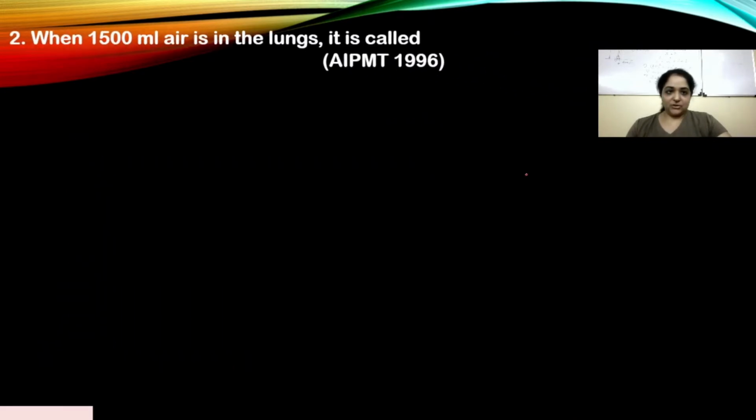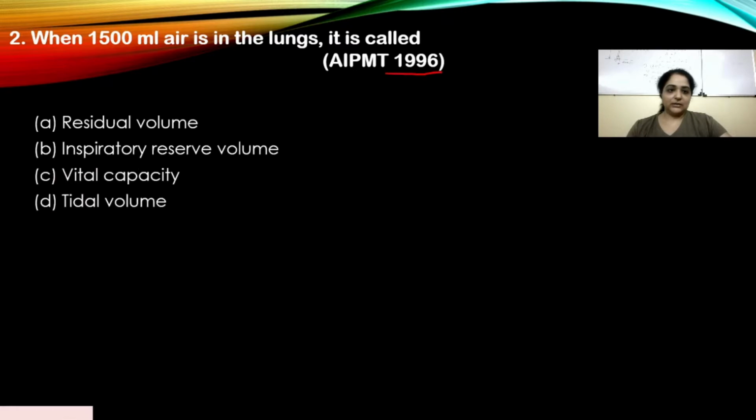All right, next question. When 1500 ml air is in the lungs, it is called, and this appeared in 1996. We look at the options. We have A, B, C and D. Again, I would suggest you pause the video and think about the answer, write it down, and then come back and look at what the right answer is. A, residual volume, B, inspiratory reserve volume, C, vital capacity, and D, tidal volume.